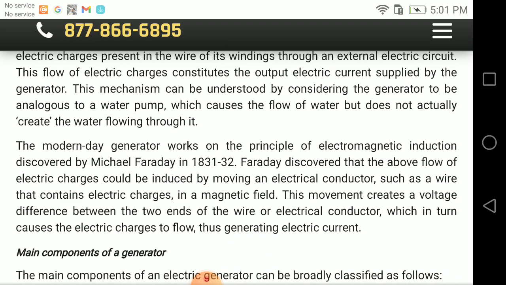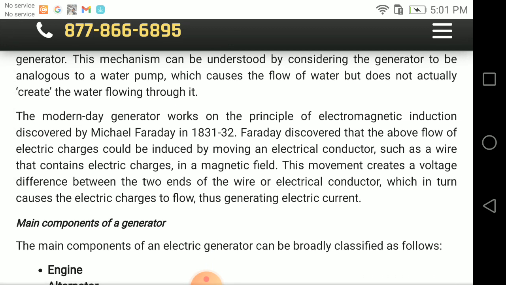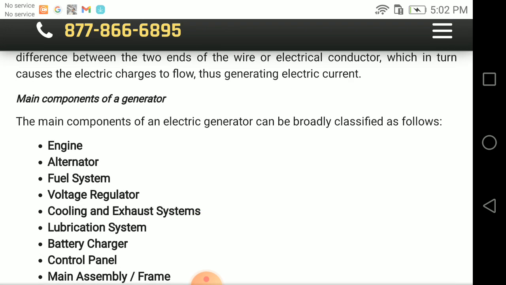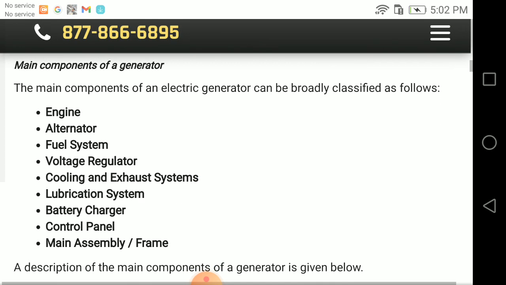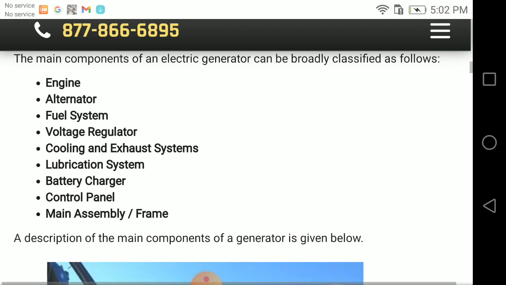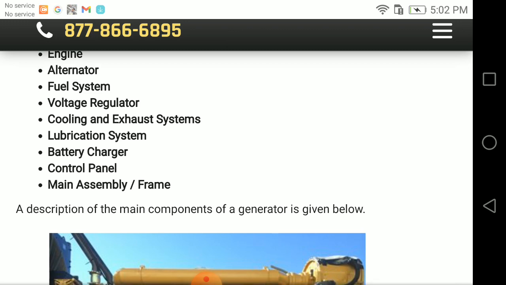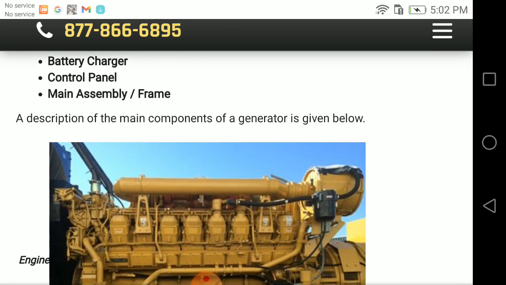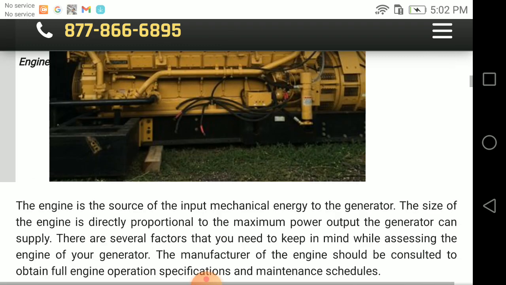The modern day generator works on the principle of electromagnetic induction discovered by Michael Faraday. Main components of a generator are as follows. The main components of an electric generator can be broadly classified as follows: engine, alternator, fuel system, voltage regulator, cooling and exhaust system, lubrication system, battery charger, control panel, main assembly, and frame. A description of the main components of a generator is given below.